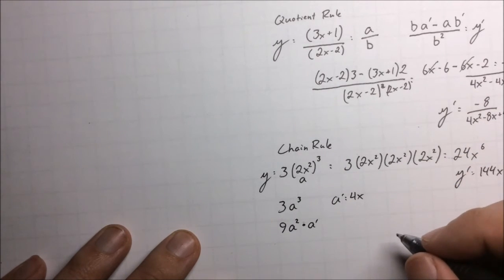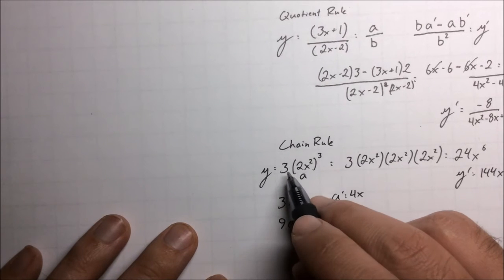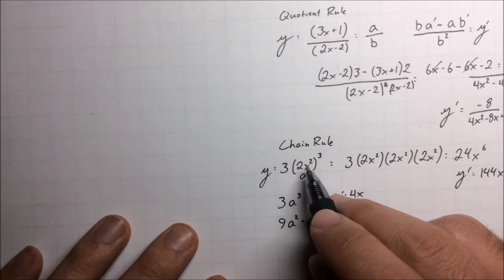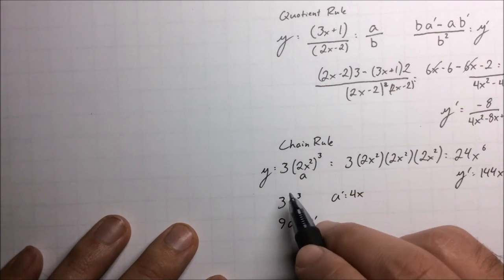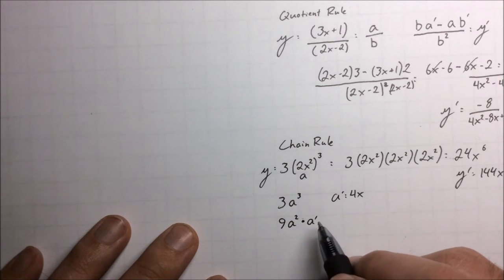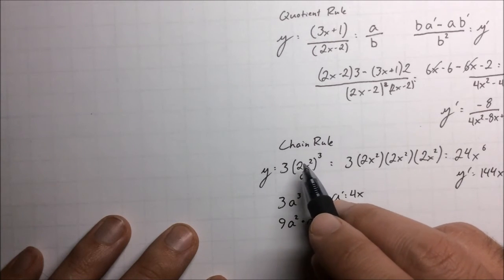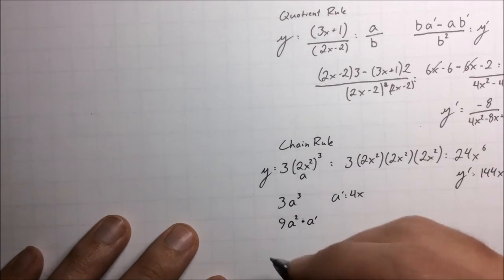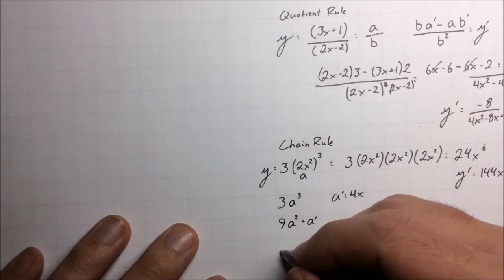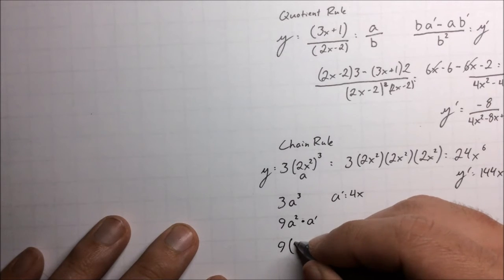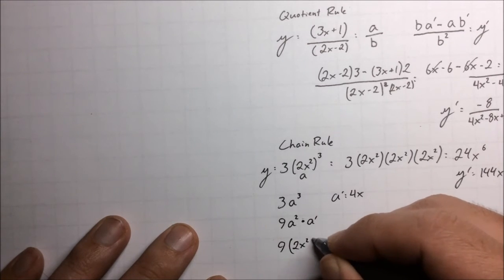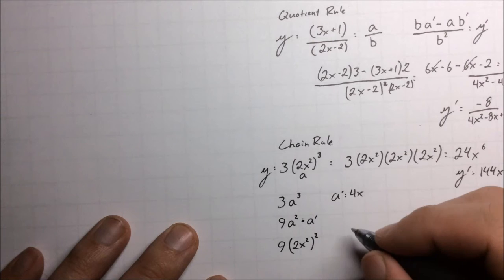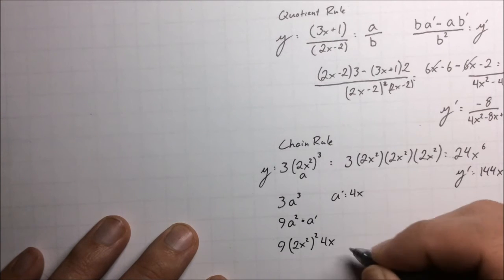And so all we're going to do here is just take the derivative of the outside function, 3a to the 3rd, that becomes 9a to the 2nd, and then we're going to multiply by the inside function that's nested inside, which is going to be, the derivative of that would be 4x. So my answer here should be 9a, originally was 2x to the 2nd, times a prime, which is 4x.